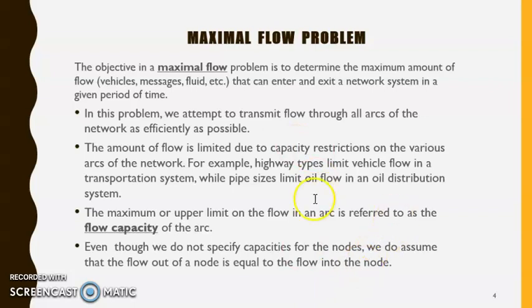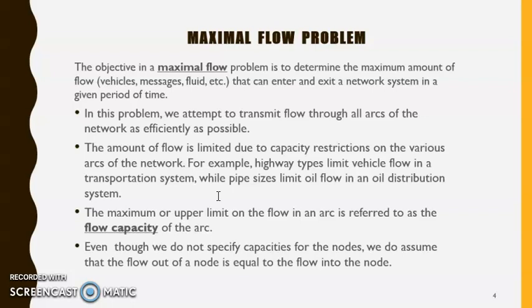Okay, the amount of flow is limited due to capacity restrictions on the various arcs of the network. If it is a road, the capacity is limited. If it is a fluid, the capacity is limited. If it is electricity, the capacity is limited. We just want to make sure what is the maximum amount of electricity or traffic we can push through this network. For example, highway types limit vehicle flow in a transportation system, while pipe size limits oil flow in an oil distribution system. It explains it very well.